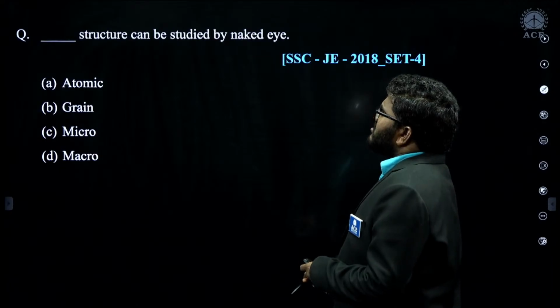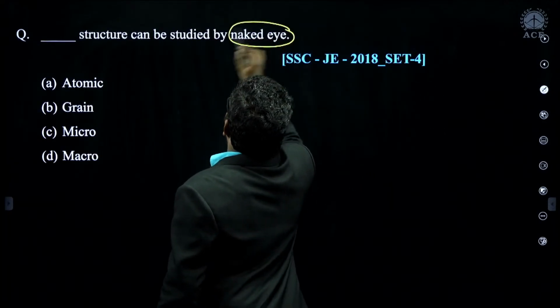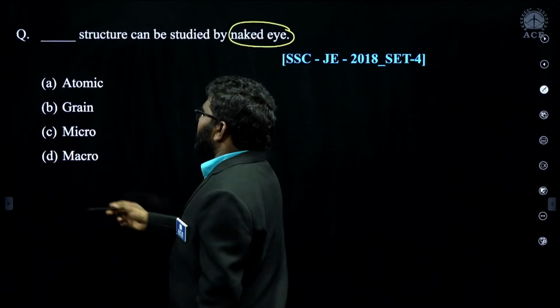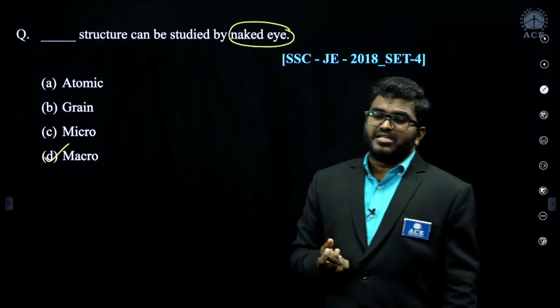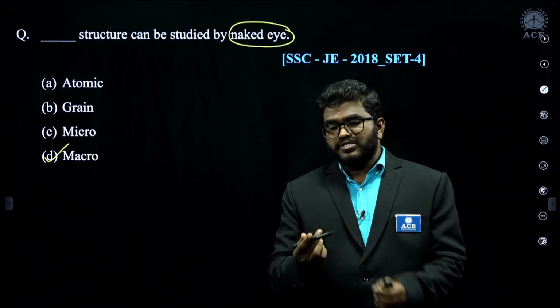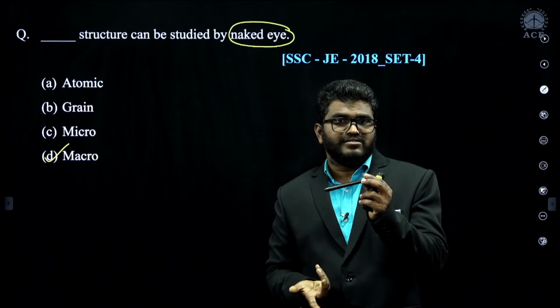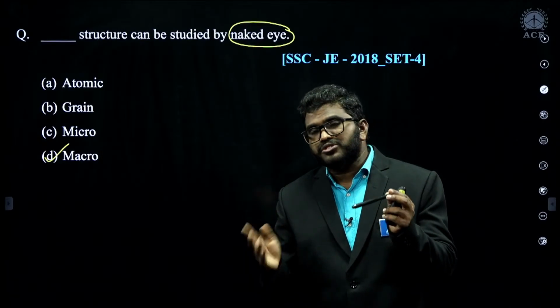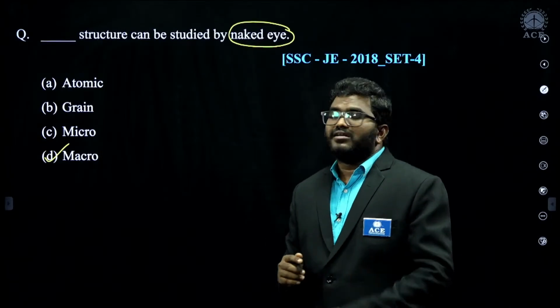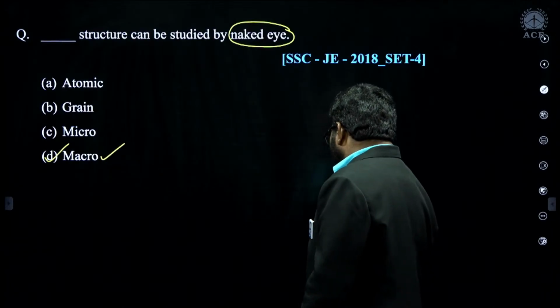Now, the dash structure can be studied with the naked eyes. Remember, very simple question, basic question. Macro structure you can study with the naked eyes, but even microstructure is not visible to us. Suppose if this is an iron rod, I can't see the microstructure with naked eyes. Only by using a microscope I can see that. So macro structure you can understand with our naked eyes. So D is the correct answer for this question.